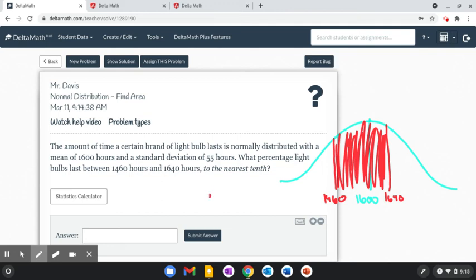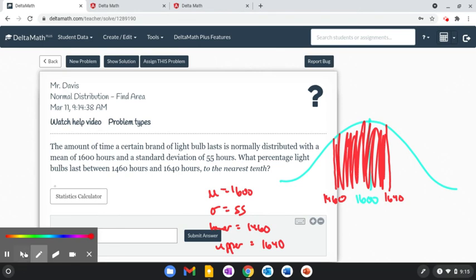So we're finding that area under the normal curve. Okay, so we've got a mean of 1,600, a standard deviation of 55, a lower of 1460 and an upper of 1640. So pretty self-explanatory on how to type this in on your Delta Math calculator. On your TI-84, I wanted to go through the directions on that as well. So let me erase this. You can write out your directions here.